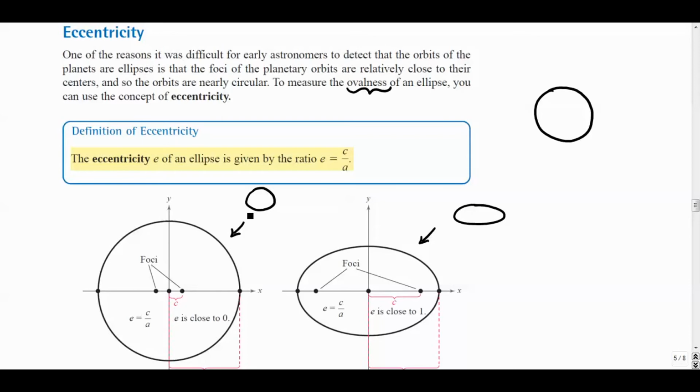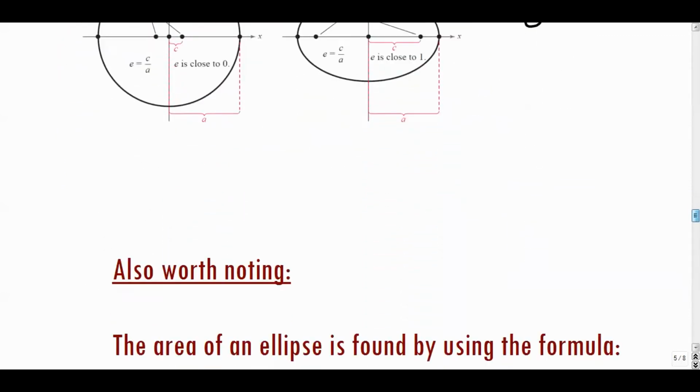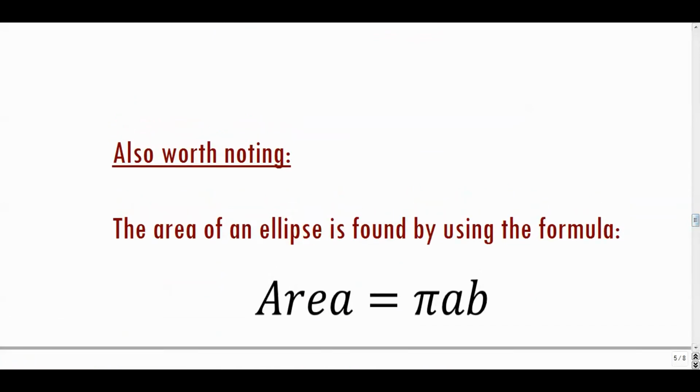If the ellipse is very circular, then your E value is close to 0. If the ellipse is very ovally, maybe it looks like this, then your E value is close to 1. And to get that E value, you just take the C value divided by the A value. It's also probably worth noting that you can find the area of these ellipses using a really easy little equation. The formula for the area of an ellipse is pi times the A value times the B value. So it's kind of useful.